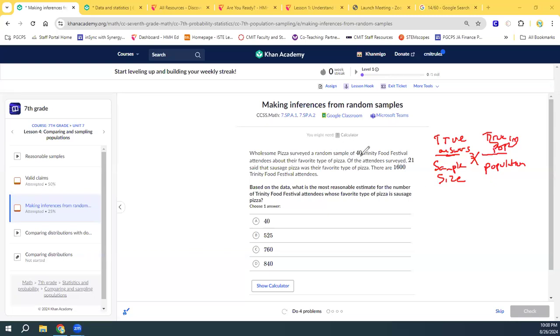So if we randomly sample 40 people, that's our sample size, and 21 said the sausage is their favorite pizza. There are 1,600 people in the population. So I multiply 21 over 40. So we just take out our iPhones here. Don't take out your iPhone. 21 divided by 40, and now we're going to multiply that by 1600. 840, which is a choice there. Thank goodness.